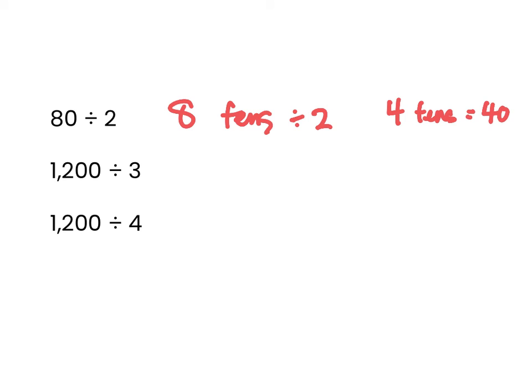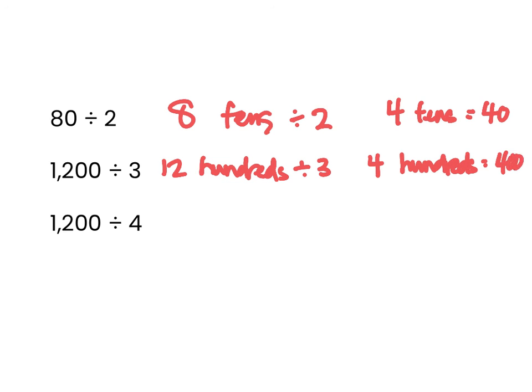We look at the next one, 12 hundreds divided by 3. Well, we know that 12 divided by 3 equals 4, so that gives us 4 hundreds, or our answer is 400. And the last one works the same way. I'm going to abbreviate hundreds so that we have more room. 12 hundreds divided by 4 gives us 3 hundreds, and that gives us 300.